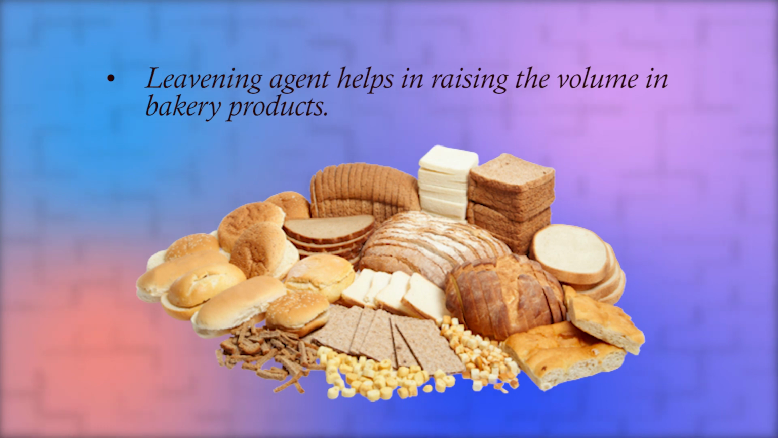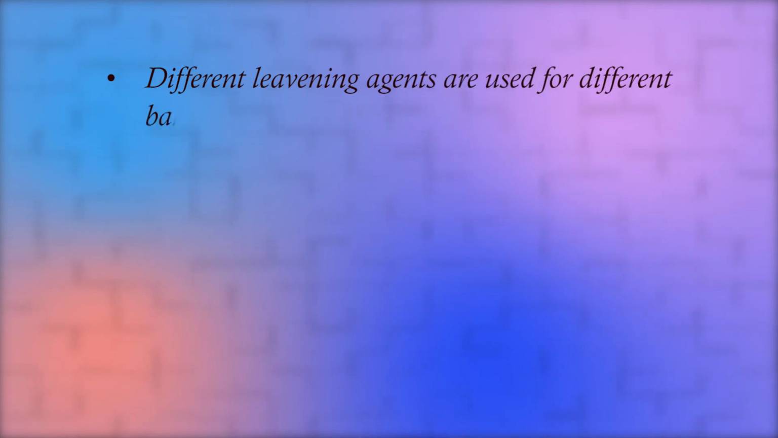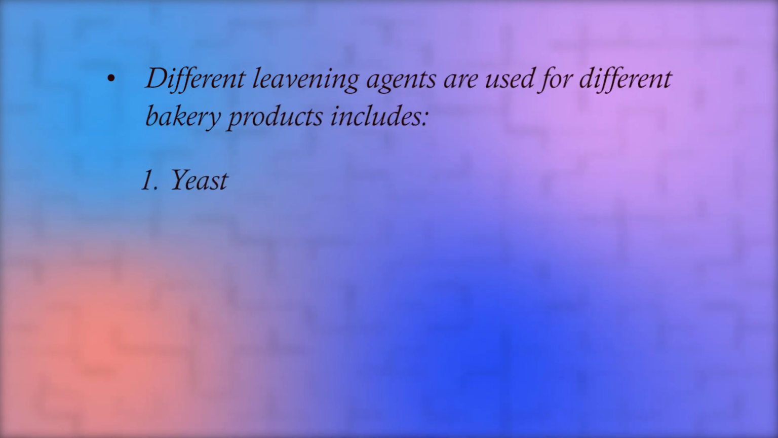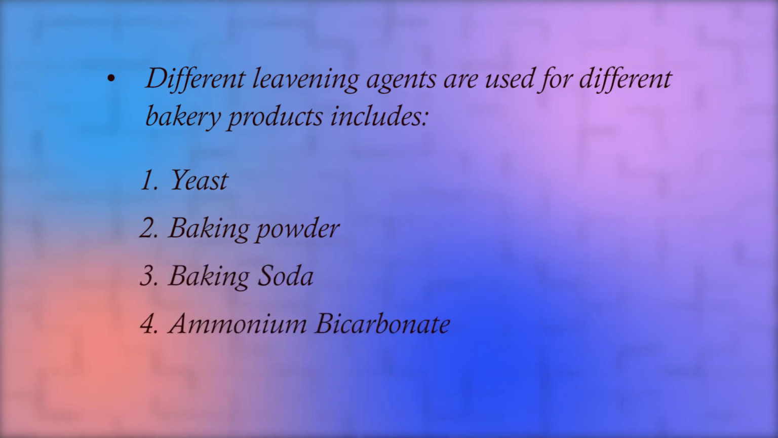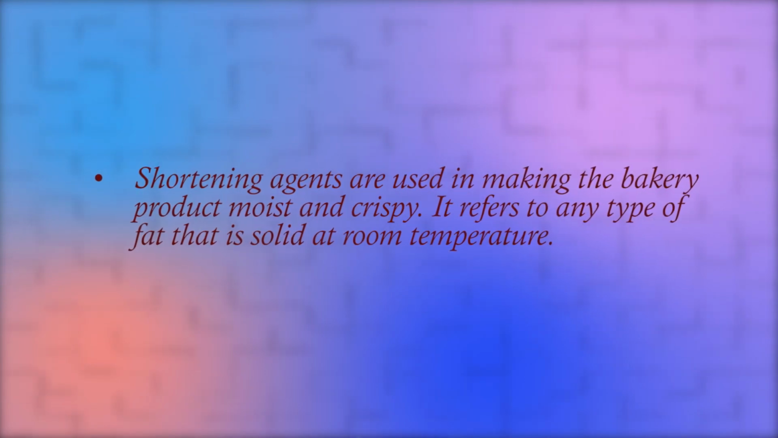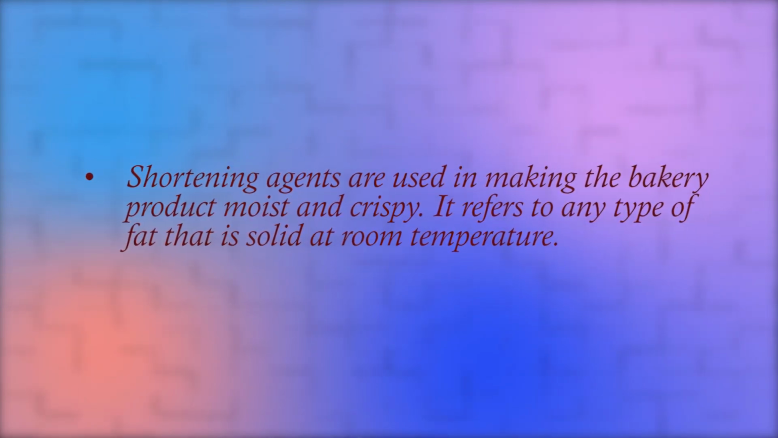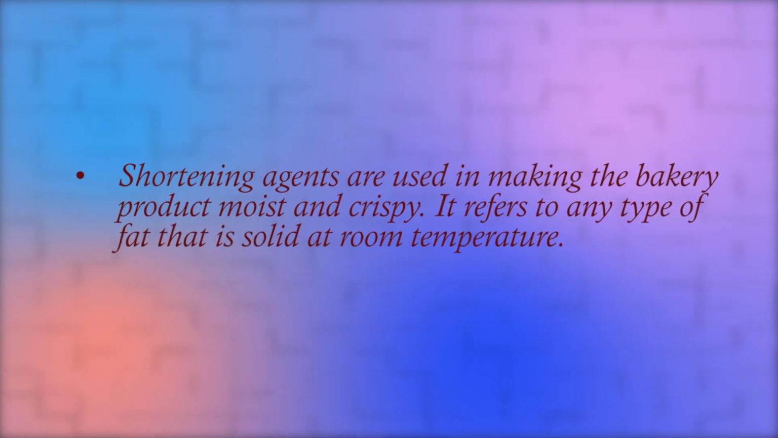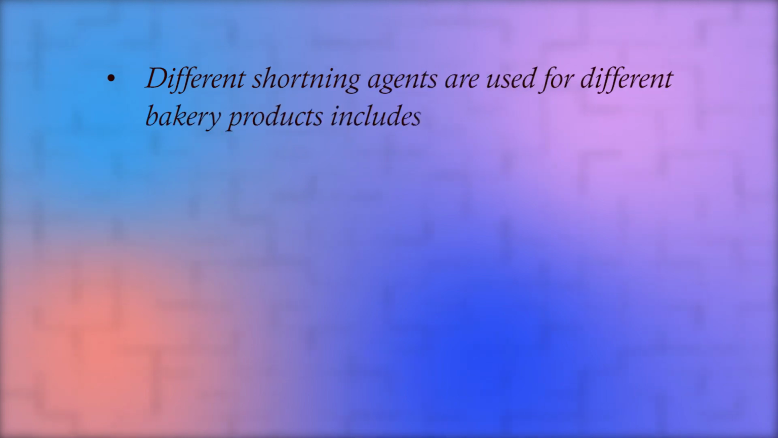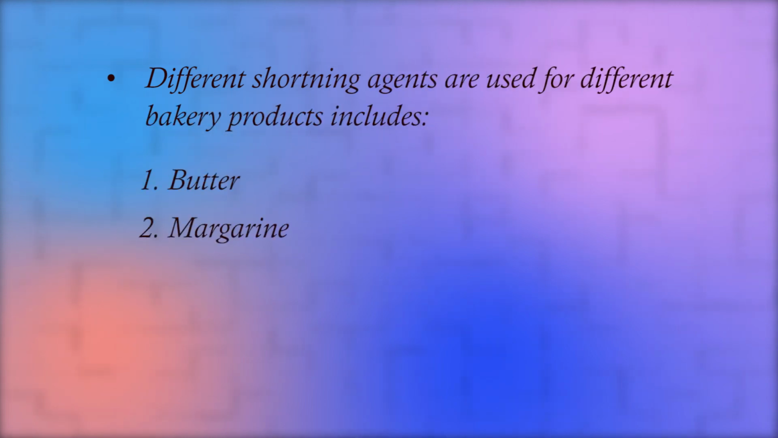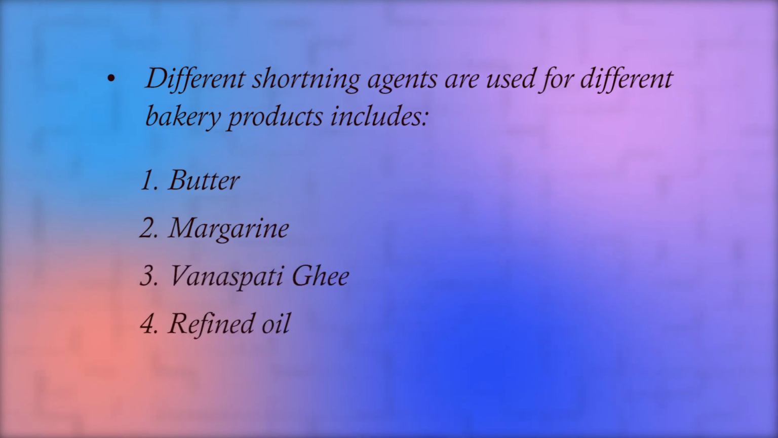Students, let us summarize what we have learned in this lecture. Leavening agent helps in raising the volume in bakery products. Different leavening agents are used for different bakery products, including yeast, baking powder, baking soda, ammonium bicarbonate. Shortening agents are used in making the bakery product moist and crispy. It refers to any type of fat that is solid at room temperature. Different shortening agents used for bakery products include butter, margarine, vanaspati ghee and refined oil.